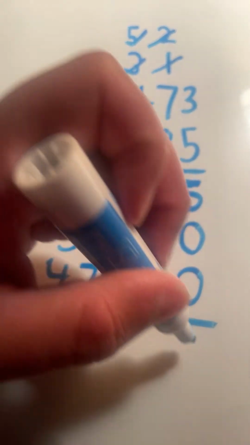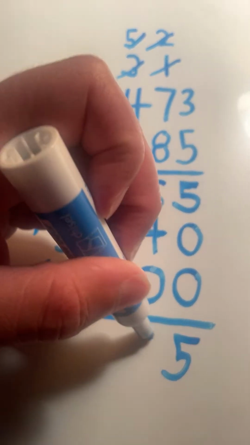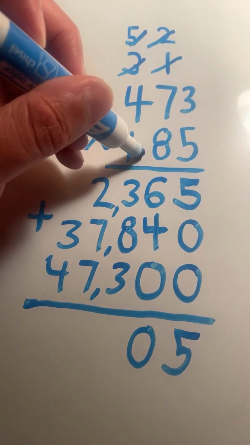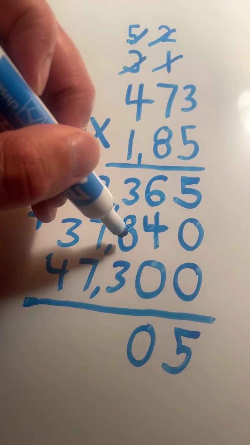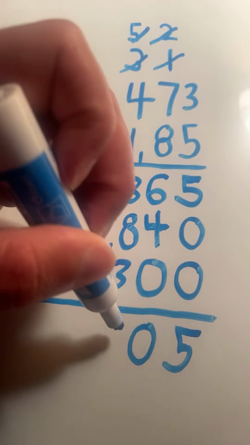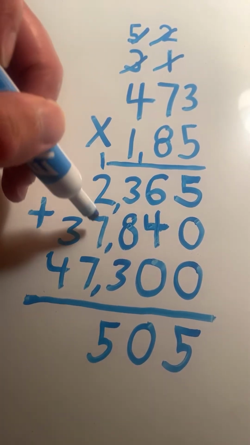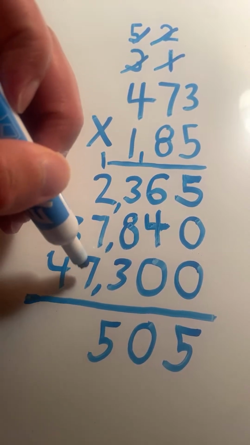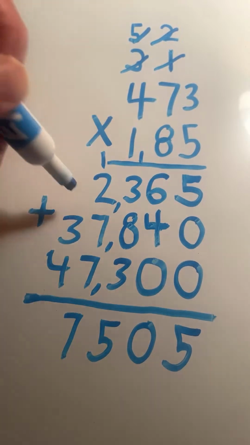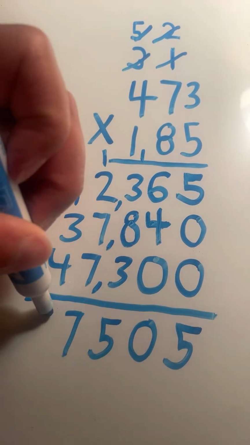5 plus 0 equals 5. 6 plus 4 plus 0 equals 10. 0, carry the 1. 1 plus 3 equals 4. Plus 8 equals 12. Plus 3 equals 15. 5, carry the 1. 1 plus 2 equals 3. Plus 7 equals 10. Plus 7 equals 17. 7, carry the 1. 1 plus 3 equals 4. Plus 4 equals 8.